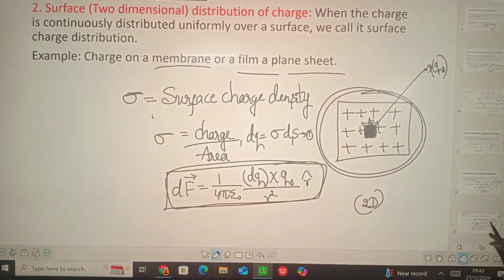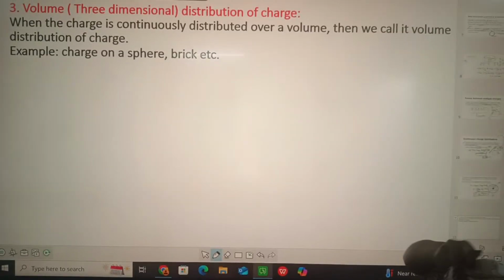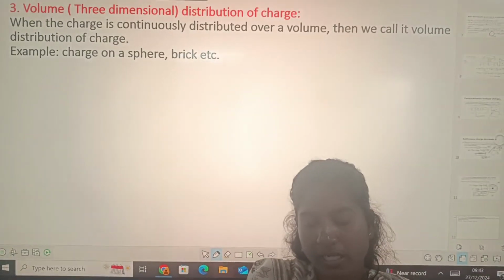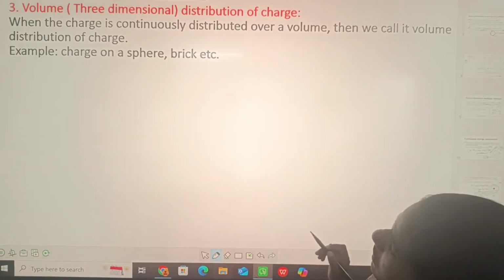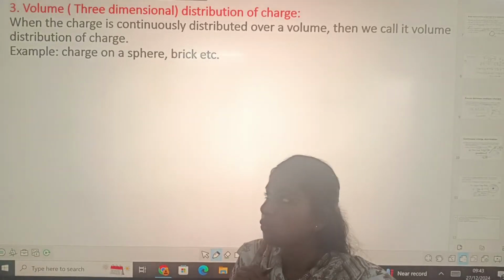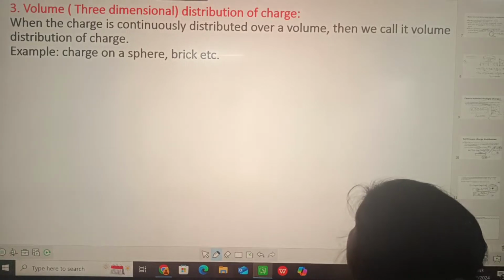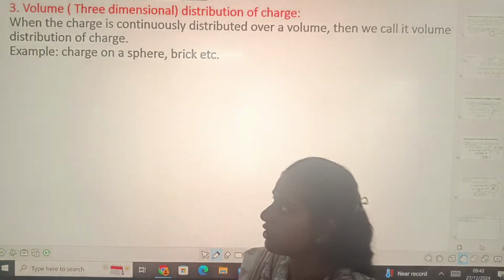So in the same way, 3-dimensional. We have considered 1-dimensional, 2-dimensional, and in the same way we have to consider 3-dimensional also. In the 3-dimensional distribution of charge, it is volume. When the charge is continuously distributed over a volume, then we call it volume distribution of charges.